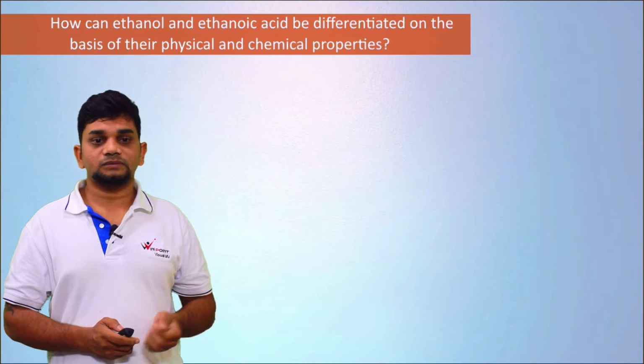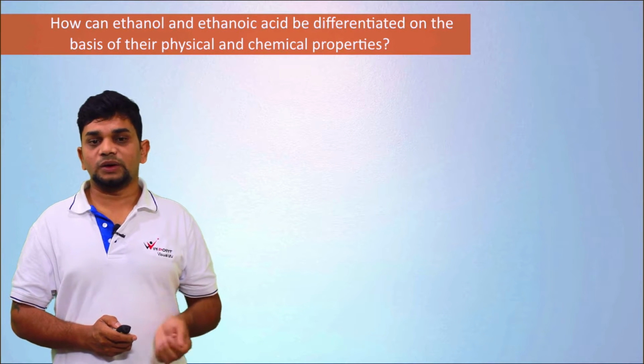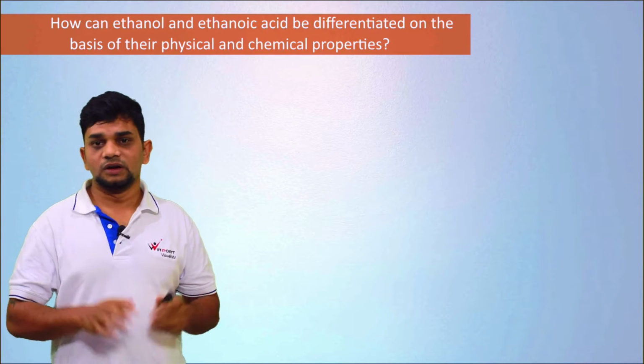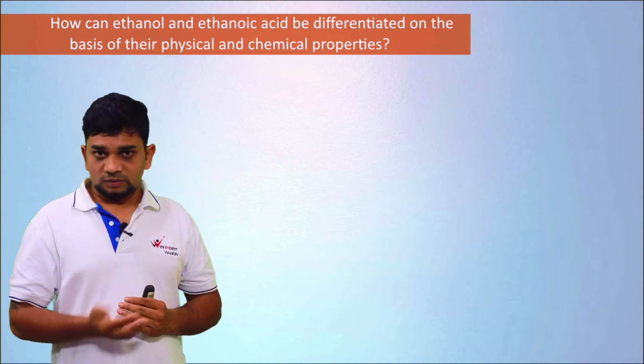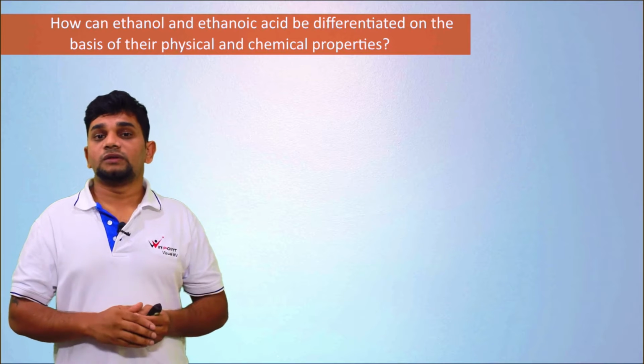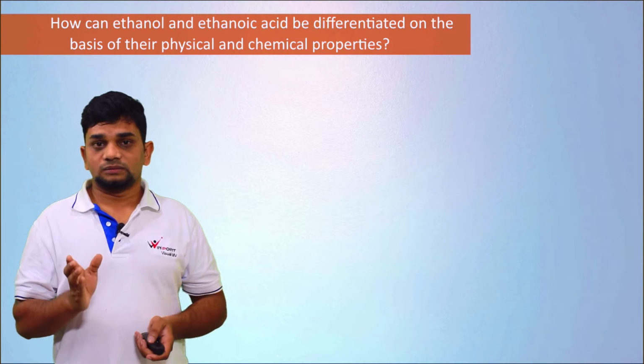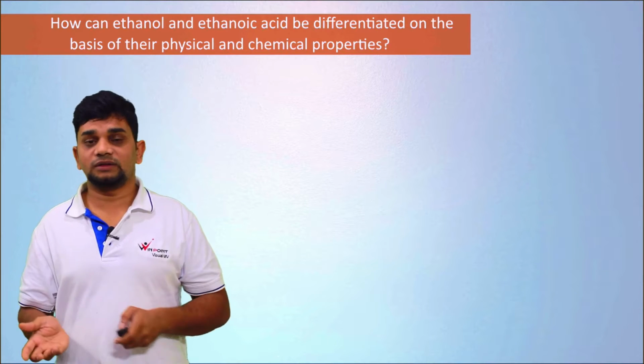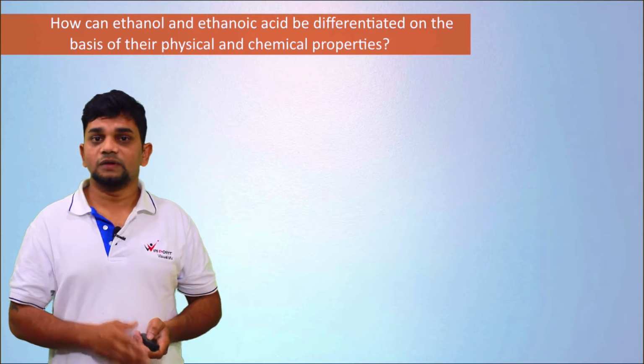Next one. How can ethanol and ethanoic acid be differentiated on the basis of their physical and chemical properties? They ask the difference, but you need to write the properties of ethanol and ethanoic acid. Like physical properties such as melting point, boiling point, and chemical properties, reactions, we have to write here. We are going to write it.